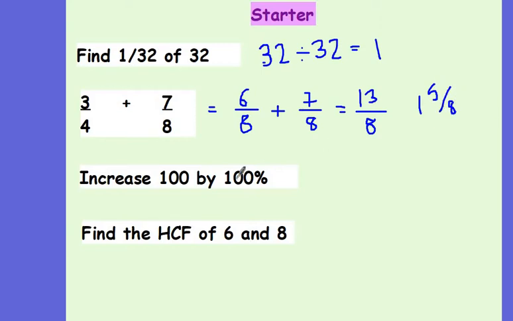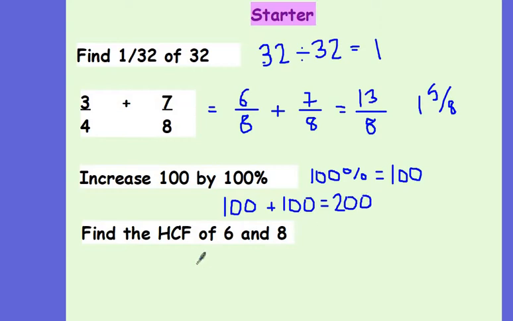Next, I've been asked to increase 100 by 100%. So to start us off, Lily May, what's 100% of 100? What's all of 100? 100% of 100 is just 100. So if I want to increase 100 by 100%, I need to take my original 100, add on another 100%, which gives me 200. Well done if you got that right.